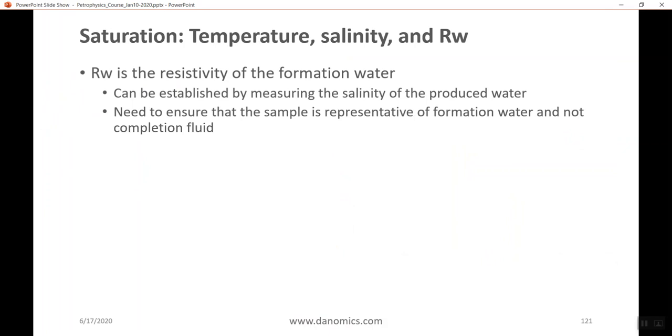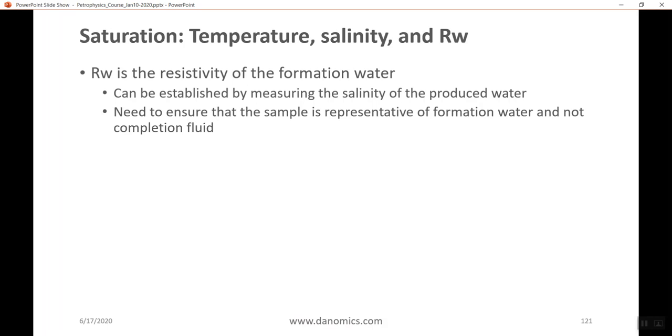So there are some things that we need to consider when we're doing a saturation. You'll hear me talk about Rw. This is the resistivity of the formation water. Like I said, we normally get this by measuring the salinity of produced water from samples. So you collect these samples at the wellhead, you send them off to the lab, and they'll measure it and tell you the Rw.